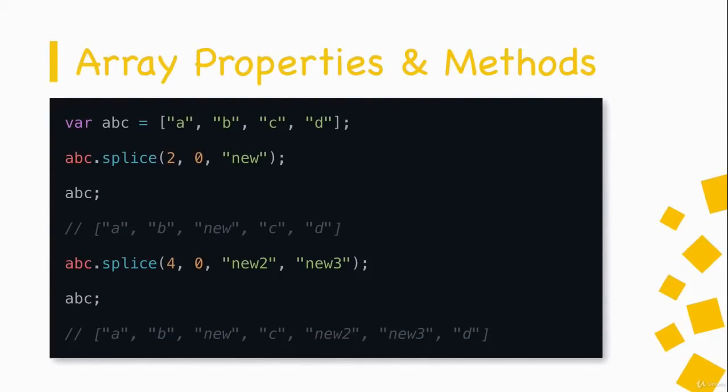Now previously, the array only had A, B, new, C, and D. But now we're starting the splice again at index 4. Now index 4 is the very last element, the string D in this case. So we're starting the splice at index 4, we're removing 0 elements, and we're adding 2 new elements starting at index 4, which means the 2 new elements are added in between C and D. And this is how you can use the splice method in order to add one or multiple new elements at any index inside the array.